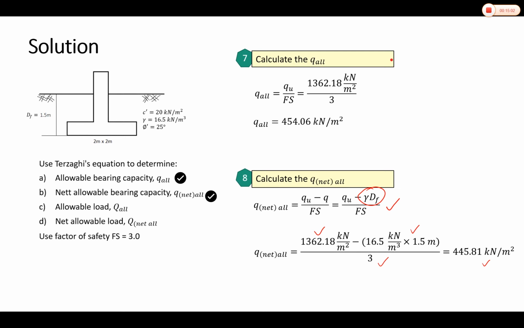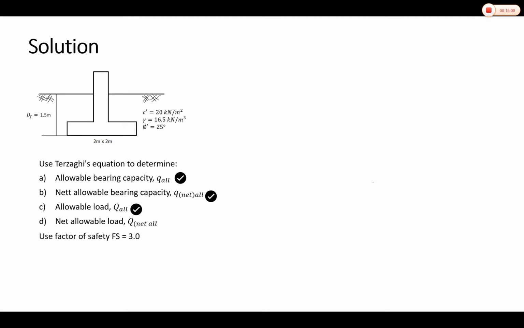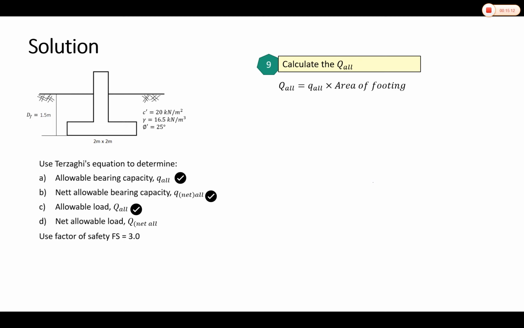Okay, so now moving forward to question C, we need to determine the allowable load, capital Q allowable. Alright, so we need to times the q allowable with the area of the footing. So the size of footing is 2 times 2. So you already have the q allowable. So we can get the capital Q allowable is 1816.24 kilonewton. Remember that the unit for this capital letter Q allowable is kilonewton.